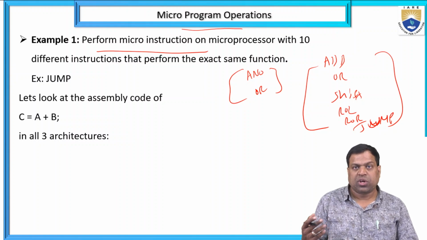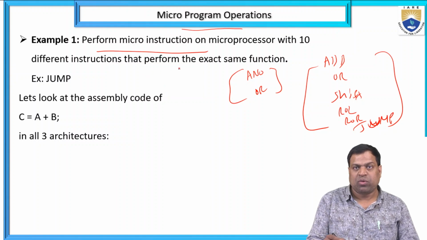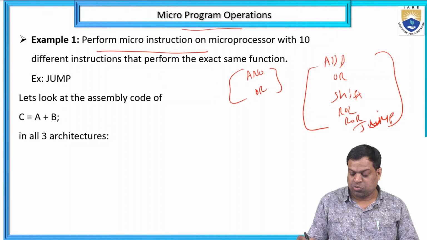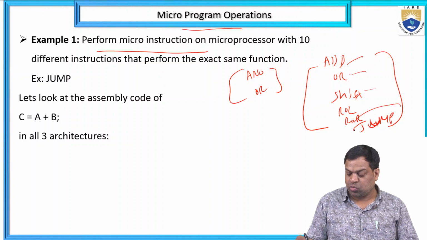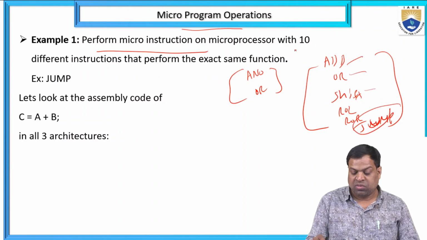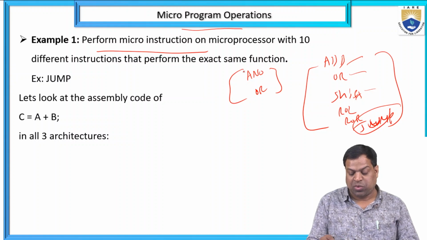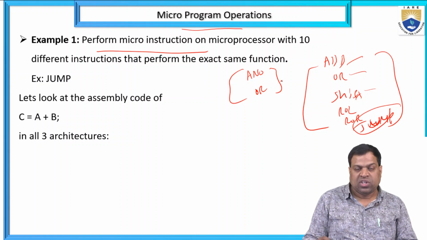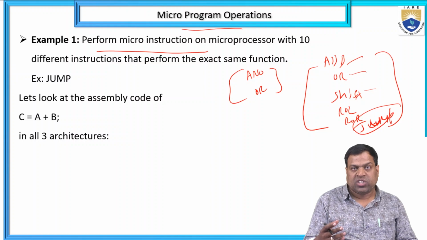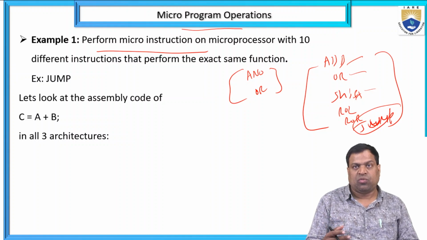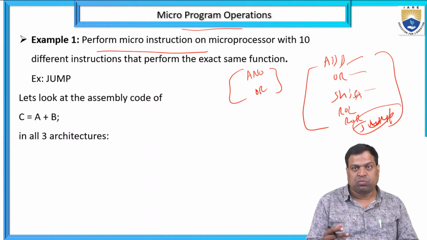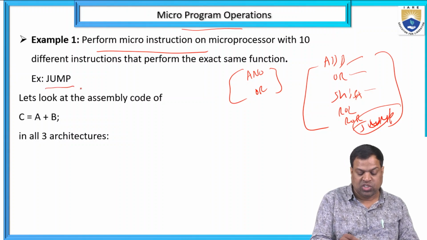So we are performing micro instructions. There are so many micro instructions, but here they are asking us to perform a micro instruction. A micro instruction means I'm taking add or anything; suppose here I'm taking jump. With 10 different instructions that perform the exact same function, we have to take at least 10. But what is a micro instruction that performs the exact same function? For example, I'm taking jump here.